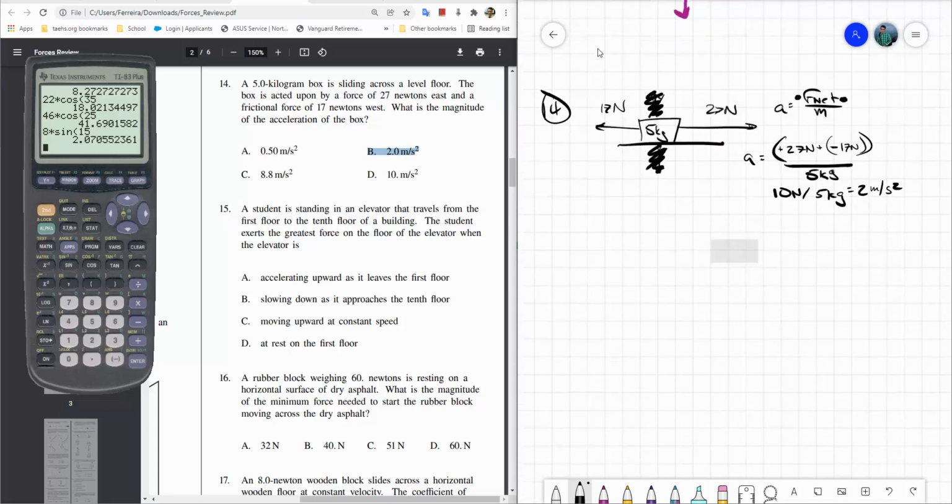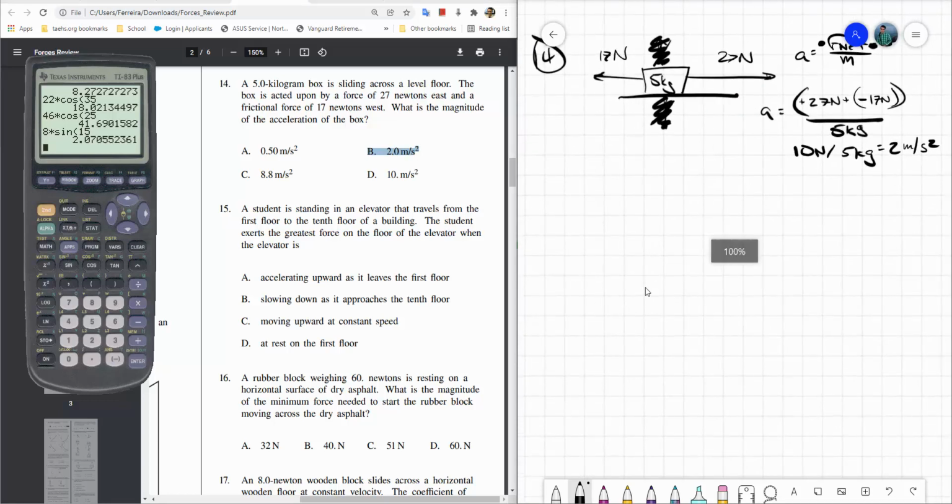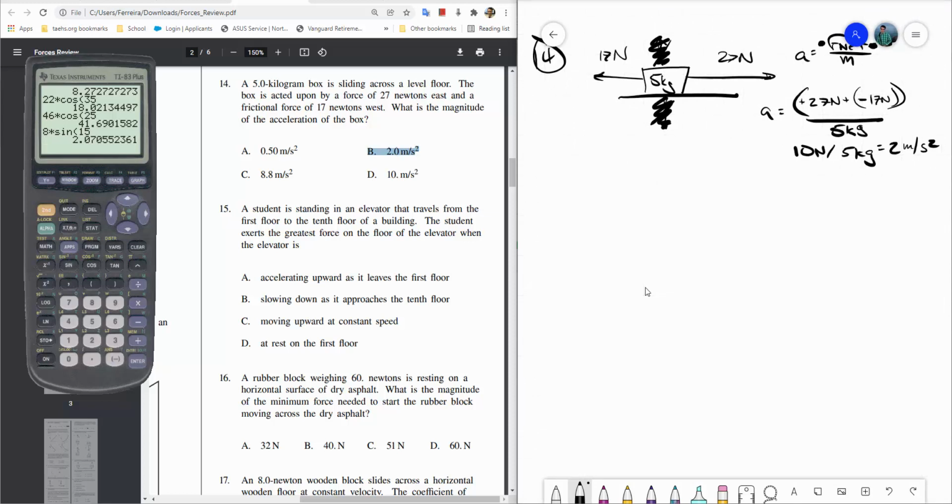15. A student is standing in an elevator that travels from the first floor to the 10th floor of the building. The student exerts the greatest force on the elevator when the elevator is what? So again, think of your free body diagrams. So here's someone in an elevator. They're hanging out, playing around in the elevator. Now, gravity is going to be always going down. And gravity is pretty much constant because it's the mass, which we're not really changing, times the acceleration of gravity, which doesn't really change near the Earth's surface. So there you go. This doesn't change.